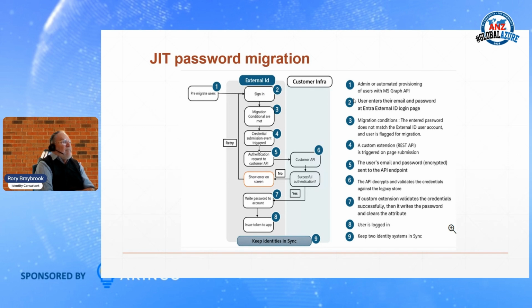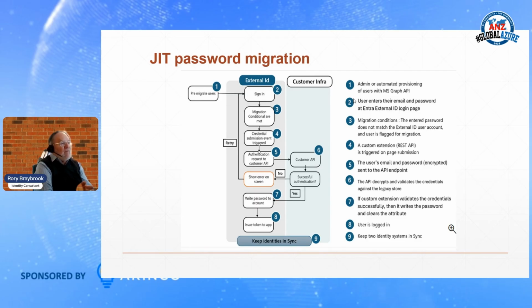And then what happens is we ask the user to log in, and they are going to use their B2C password, which doesn't match the password in Entra External ID. And at the same time, when we migrated them, we set an extension attribute, something like require migration equals true. So if the passwords don't match and the flag is set, that causes a kick into a custom authentication extension that calls an Azure function, and the password and the email is passed across to this Azure function.